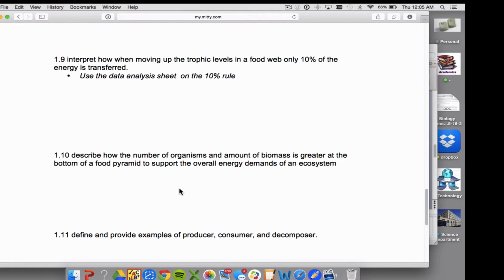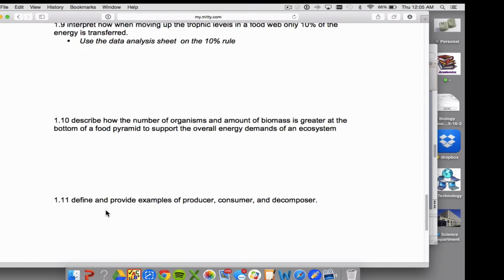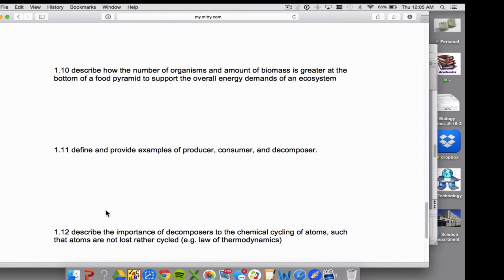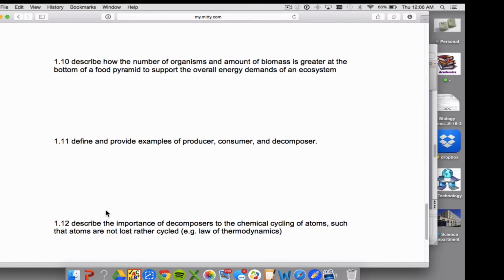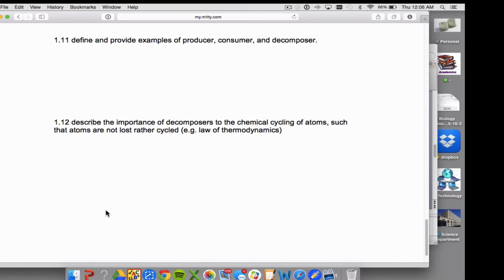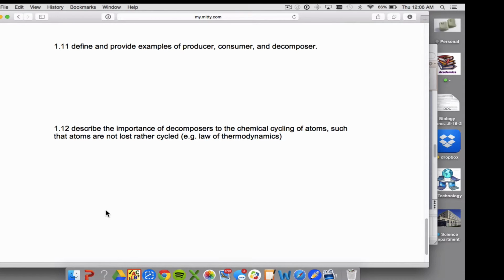1.10 deals with the information that you covered in iPad Note Taker 3.3. It's pretty straightforward. What I would simply do here is draw the 3 energy pyramids. Pyramid of energy, or rather the 3 trophic level pyramids: pyramid of energy, pyramid of biomass, and pyramid of numbers. 1.11, define and provide examples of producer, consumer, and decomposer. Pretty straightforward. And lastly, 1.12, describe the importance of decomposers to the chemical cycling of atoms.